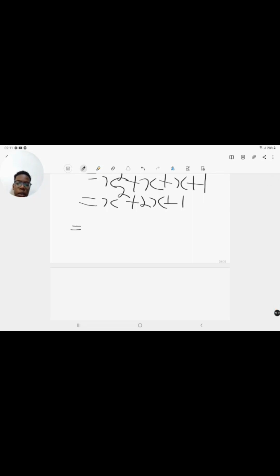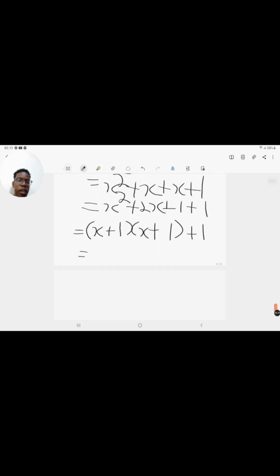I'm not going to explain factorization. I explained it in the previous video. You can look at the previous video and get the concept from there. This is going to be x when you factorize, this is going to be x, this is going to be 1, 1, then plus, plus. And then this is plus 1 here. Don't forget that plus 1 there, and there's another plus 1 there.